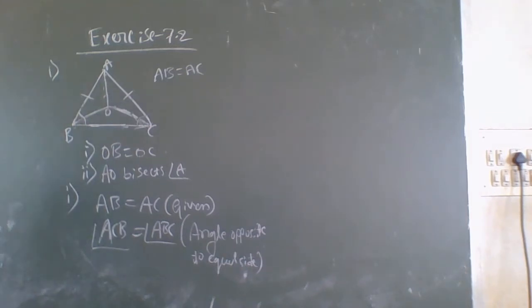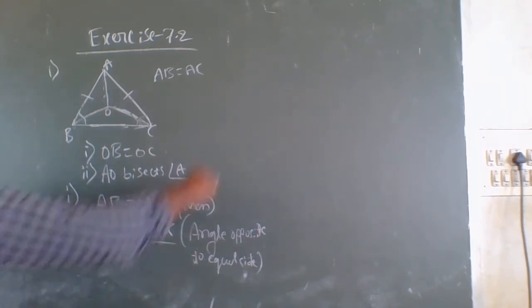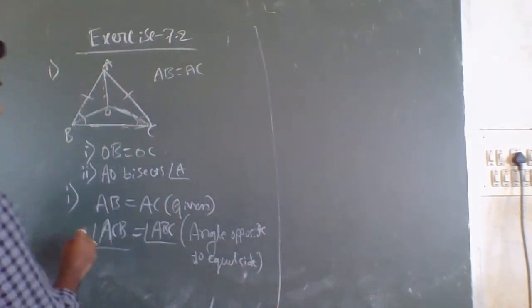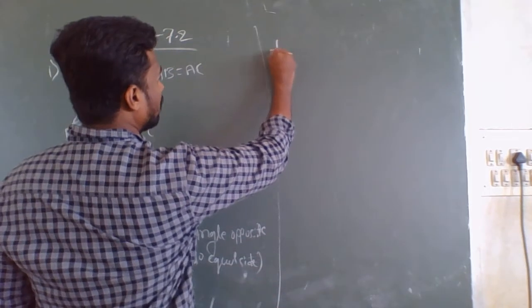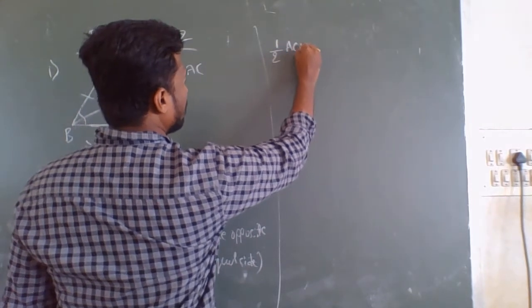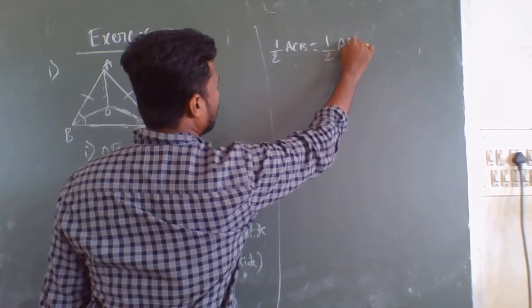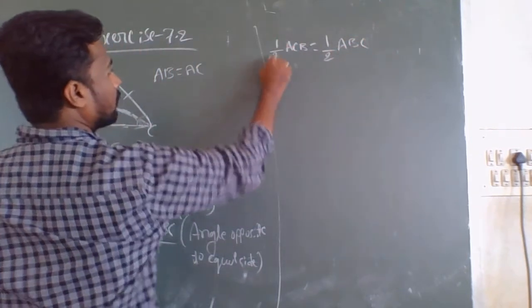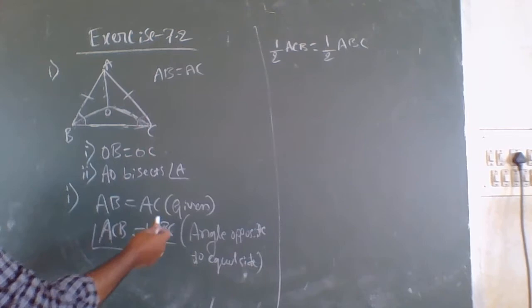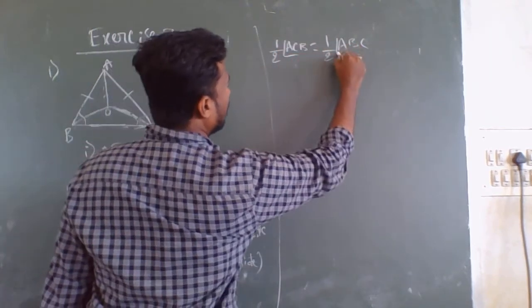Okay. So now, to prove OB is equal to OC, I will multiply 1 by 2 to both sides. Here I will write 1 by 2 into angle ACB is equal to 1 by 2 into angle ABC. If you cancel 1 by 2, 1 by 2, you will get angle ACB is equal to angle ABC only.